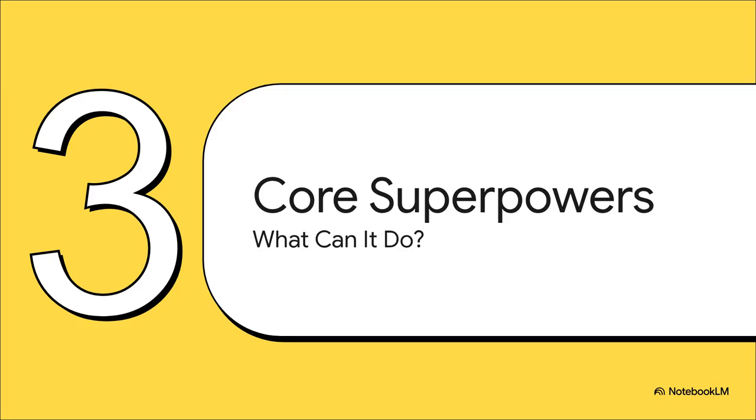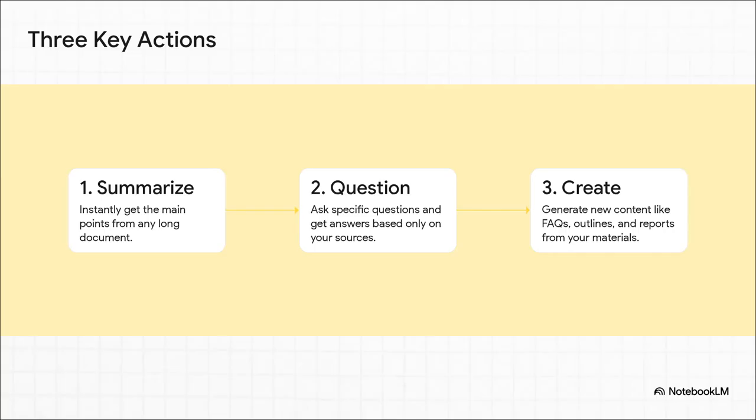Okay, so what can this thing actually do? Let's break it down into what I like to call its 3 core superpowers. First, it can summarize. You can feed it a huge 50-page report and bam, it gives you the main points in seconds. Second, you can ask it questions and it will give you precise answers based only on your documents. And third, it helps you create brand new things. It can turn all your messy notes and sources into clean outlines, FAQs, or even first drafts of reports.